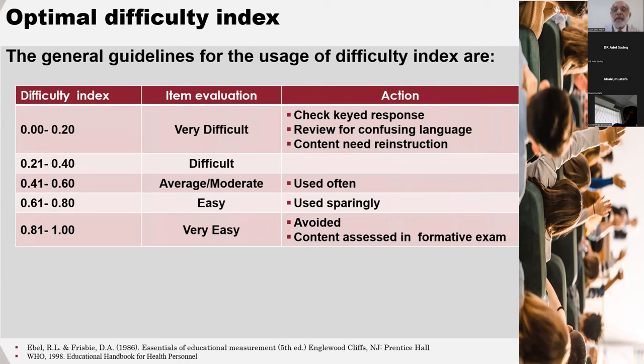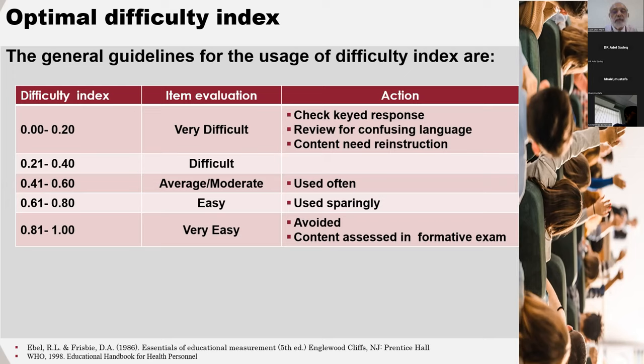Then look at the question itself. Because if the question is confusing, then students would not be able to answer, and that would be labeled as a difficult question. But if the key is right and the question is perfectly clear with no ambiguity, then probably this area needs to be taught again and more carefully. So this is how the difficulty index can help us in our teaching program.